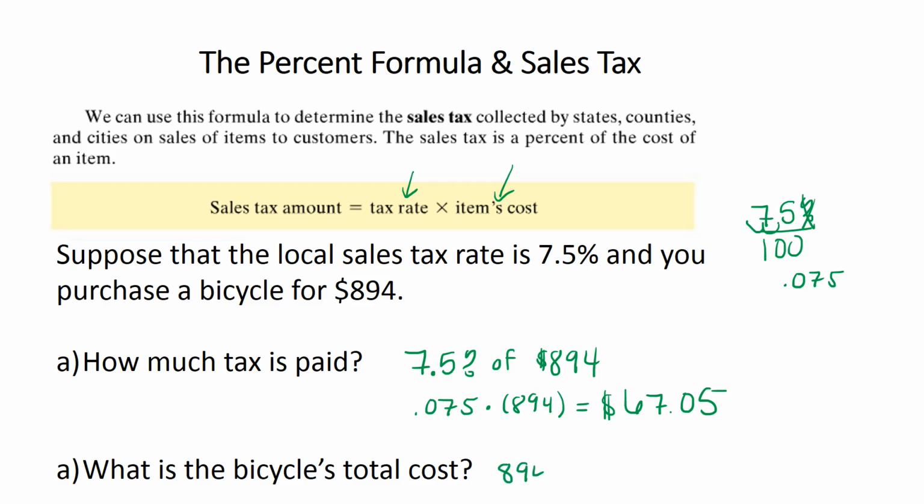What is the bicycle's total cost? Well, it's the $894 plus the sales tax of $67.05, which should give you a total of $961.05.